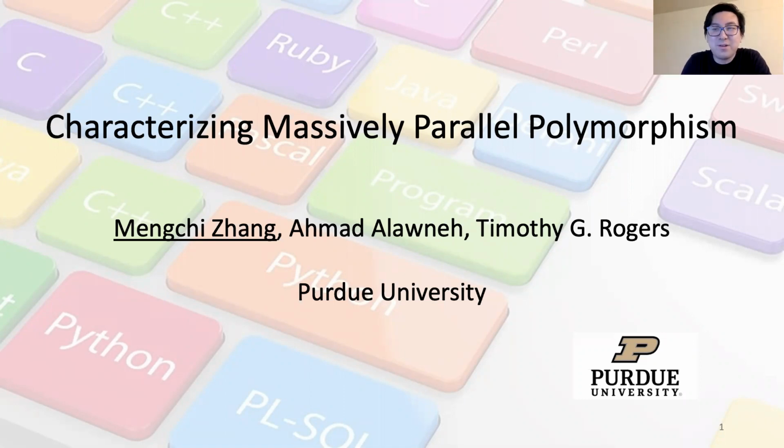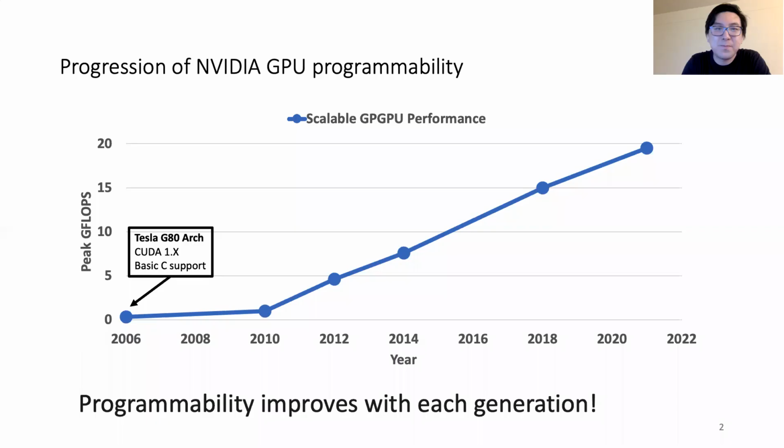Hi, I'm Min-Chi Zhang from Purdue University. Today, I will present our work on characterizing massively parallel polymorphism.